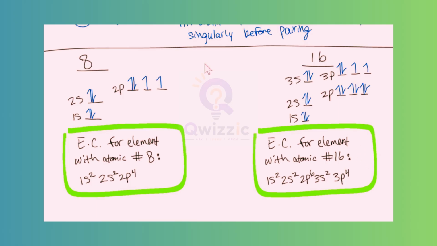All right, so those are the complete ground state electronic configurations for the two elements having atomic numbers 8 and 16. That's it for this problem.